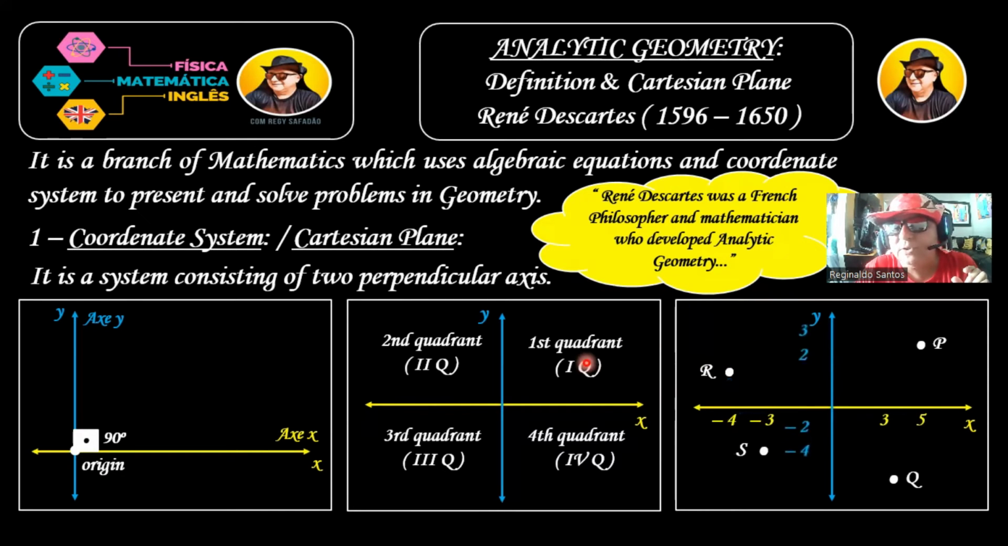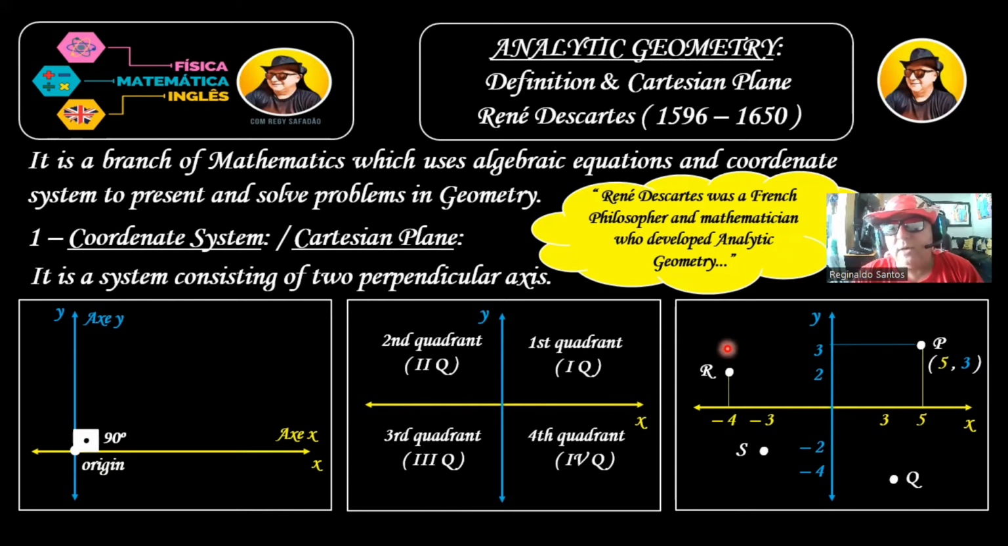Some numbers, positive or negative. Pay attention right here. For P, x of P is 5, and y of P is 3. So point P is 5 and 3. This is an ordered pair of numbers. The first value is always the x value, and the second one is always the y value. Don't forget about it.